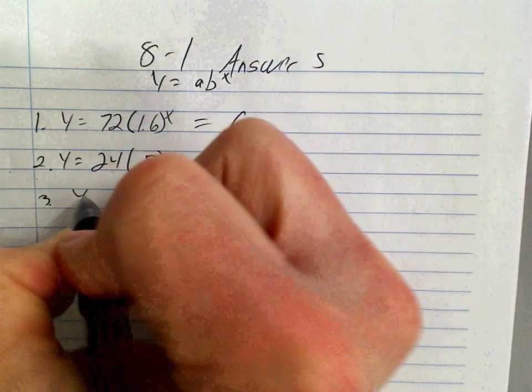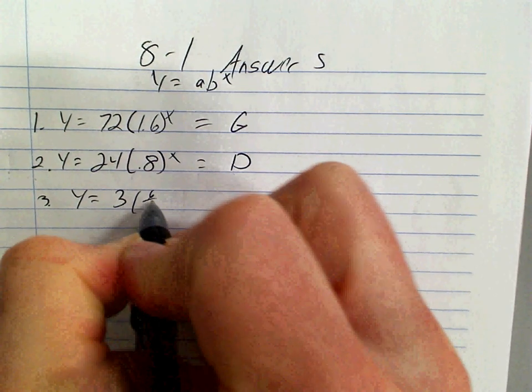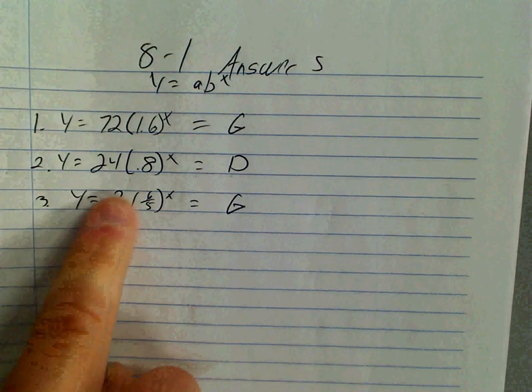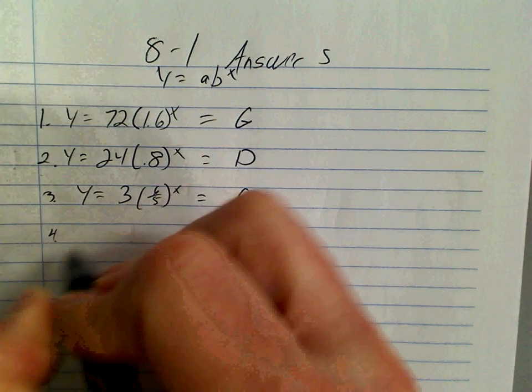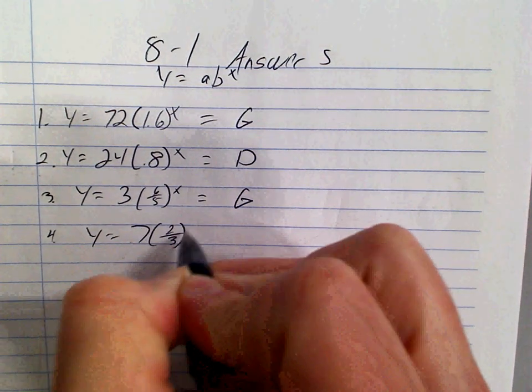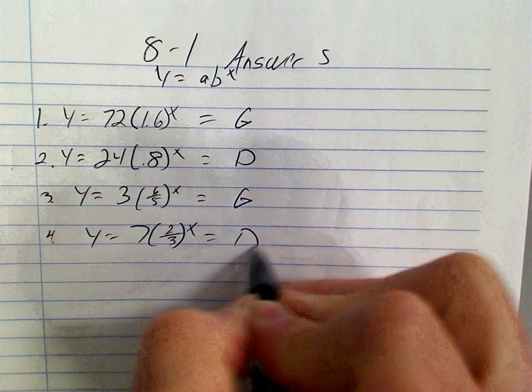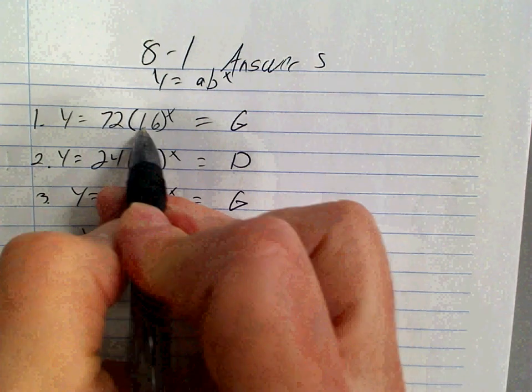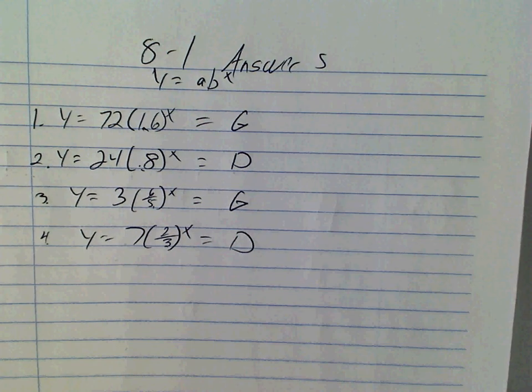3 is y equals 3 to the 6/5 to the x. That will be growth, right? 1 1/5. And 4, y equals 7 to the 2/3 to the x. Decay again. All right, so that's a really easy way of recognizing when something's growing or decaying.